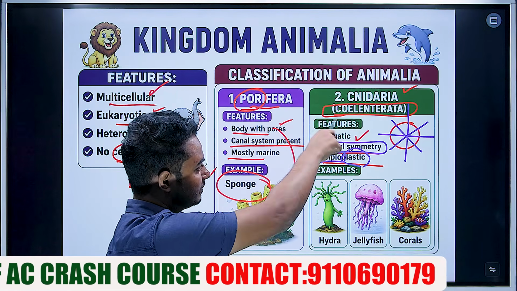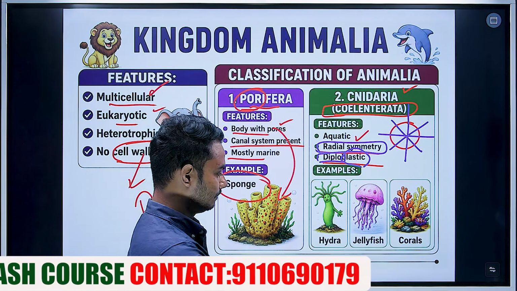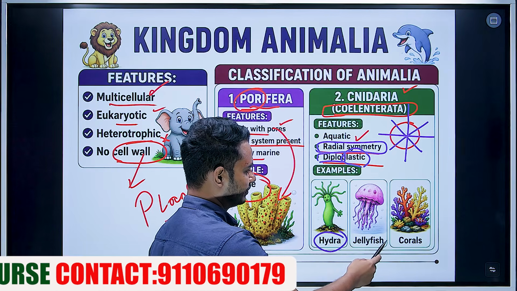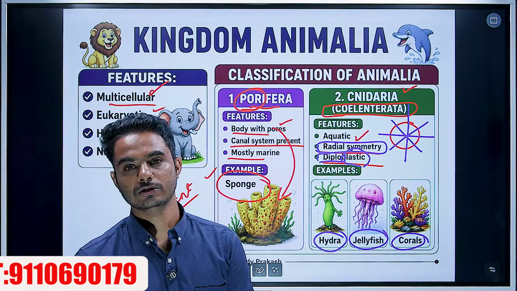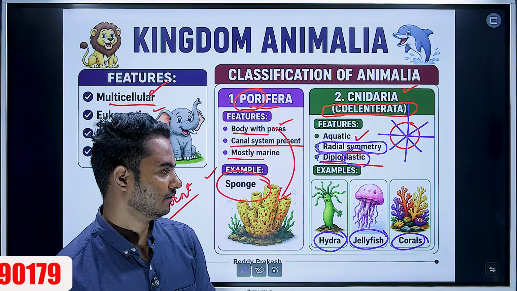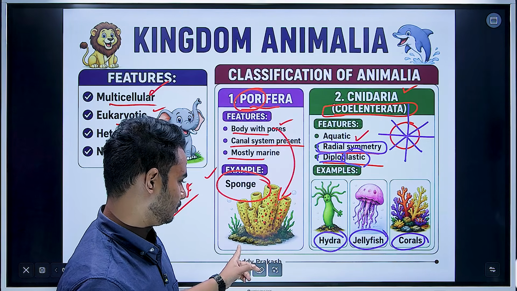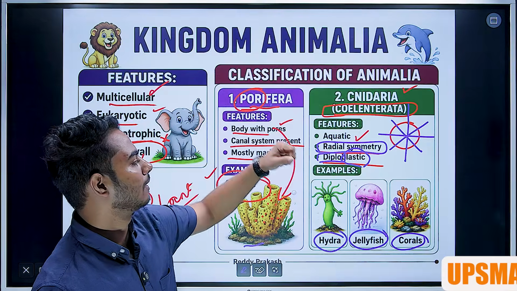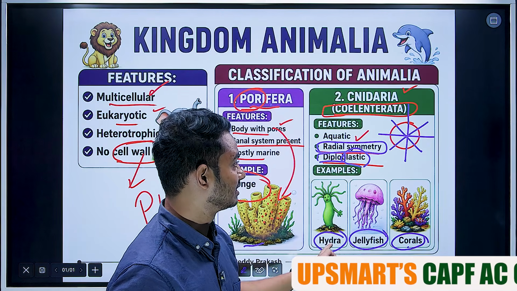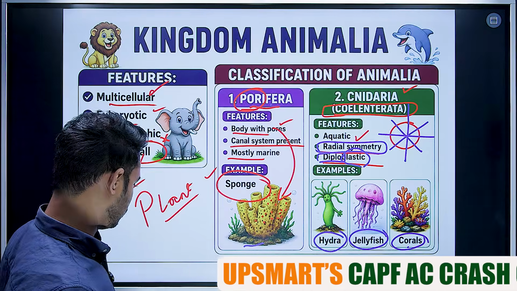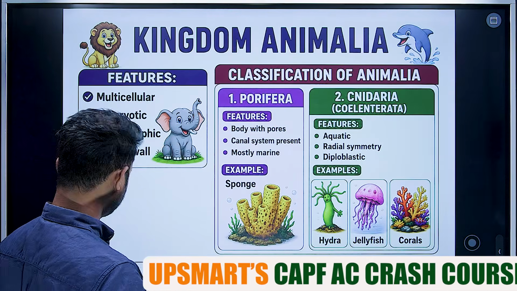The examples of Cnidaria or Coelenterata are hydra, jellyfish, corals. Hydra, jellyfish and coral. Fine, you need to remember this. And the sponges are examples for Porifera. Corals are examples for Cnidaria. Jellyfish and hydra are examples for Cnidaria. Examples are also very important. Concepts are also very important.